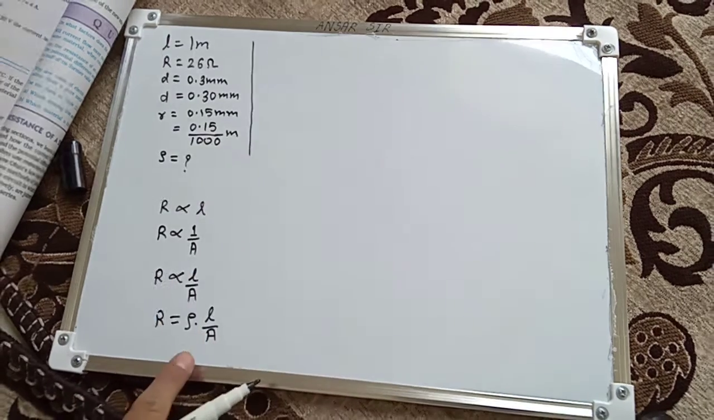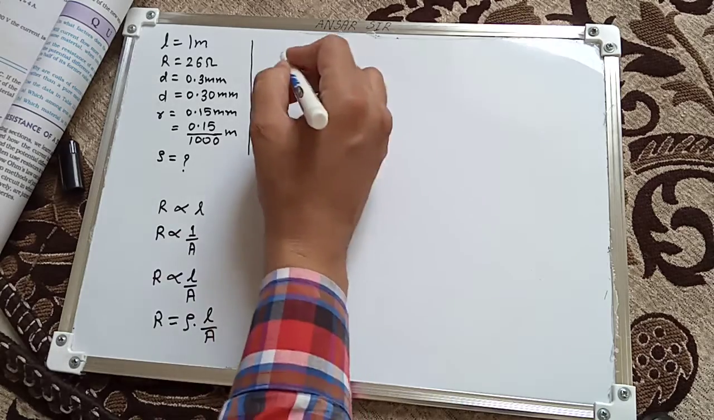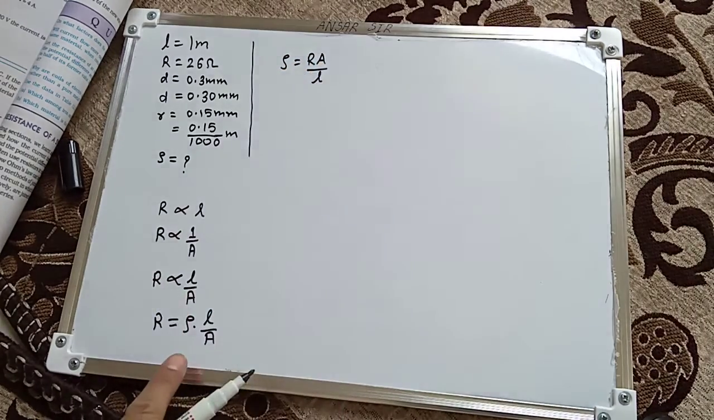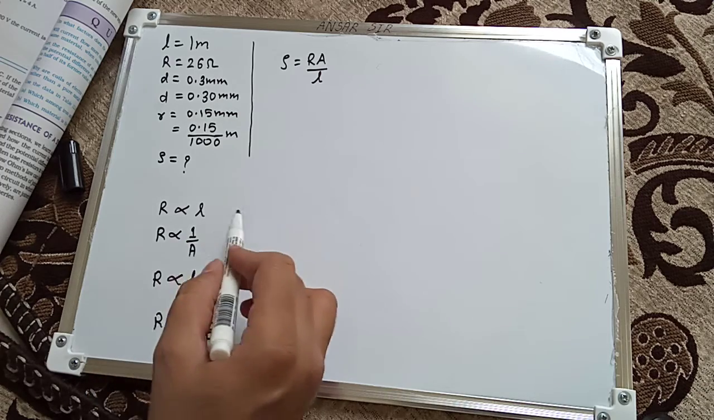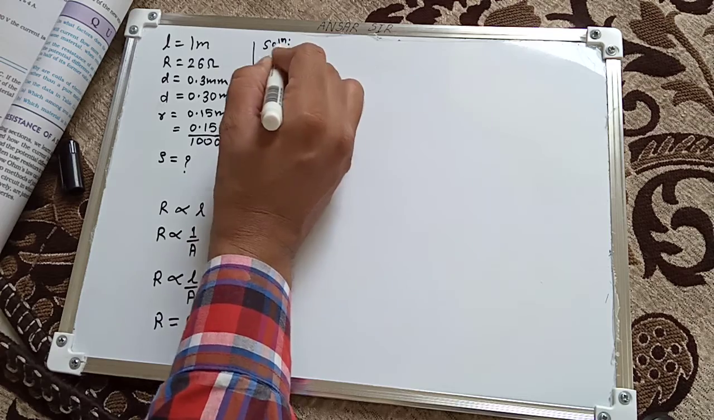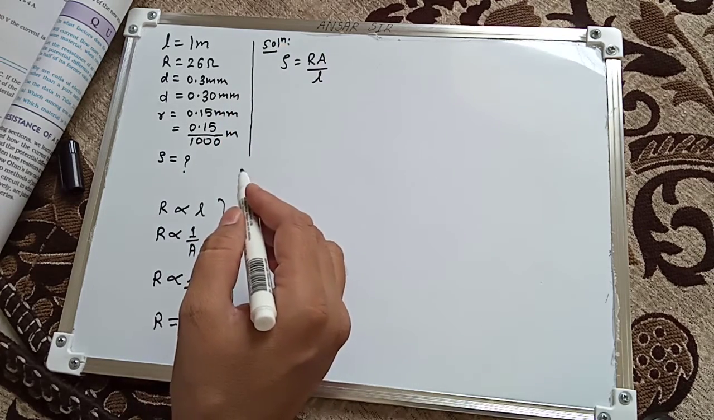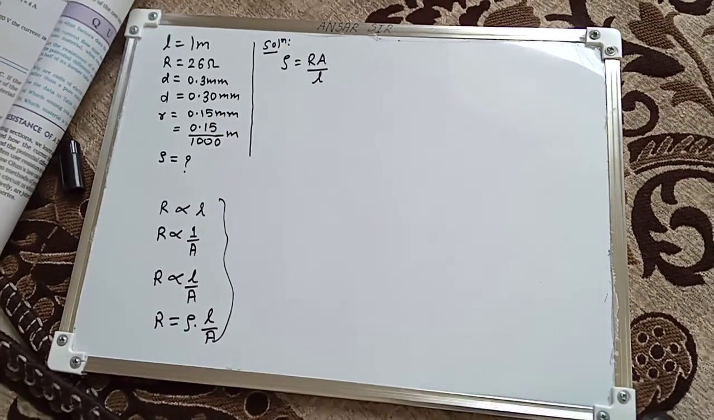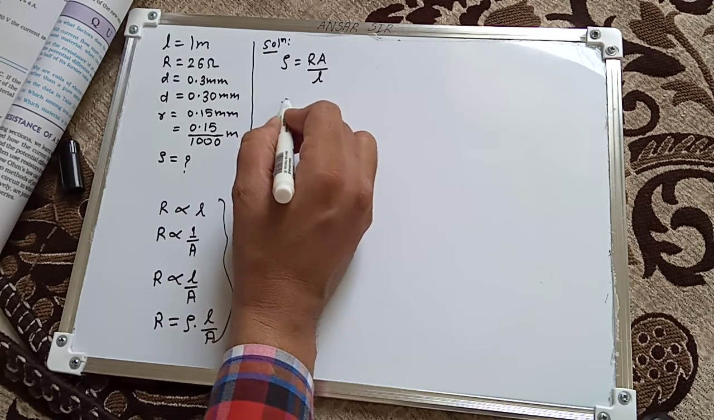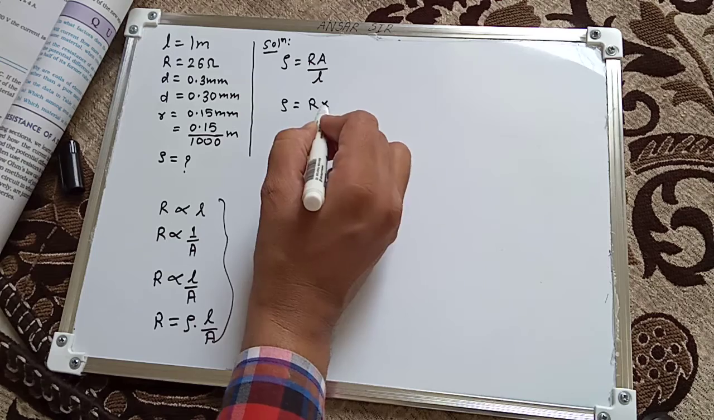Now if we rearrange this, we get rho is equal to R into A upon L. You will not start your answer from here, you will start from here. This is solution. Resistivity is rho, rho is equal to R into A upon L. So we can write rho is equal to resistance into area upon length.